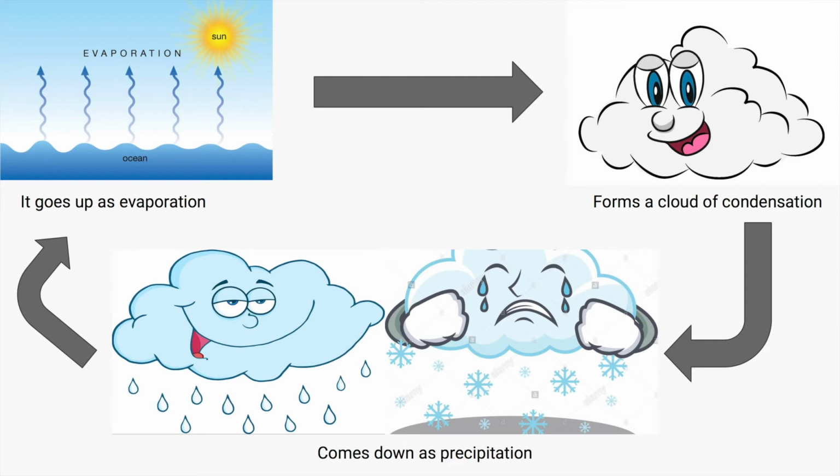Then forms a cloud of condensation. This is when the water vapor starts to come together or consolidate to become a cloud. Once too much water vapor has consolidated and it gets really heavy, what comes next? It comes down as rain or snow, as precipitation.